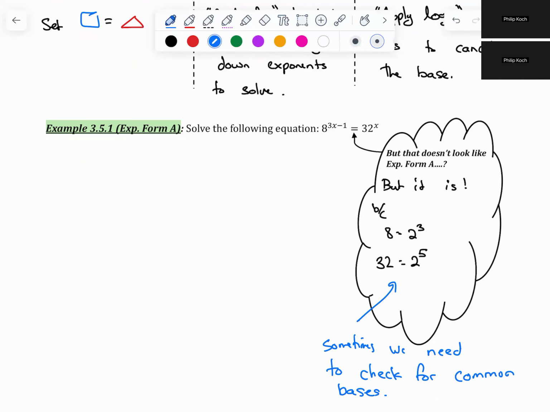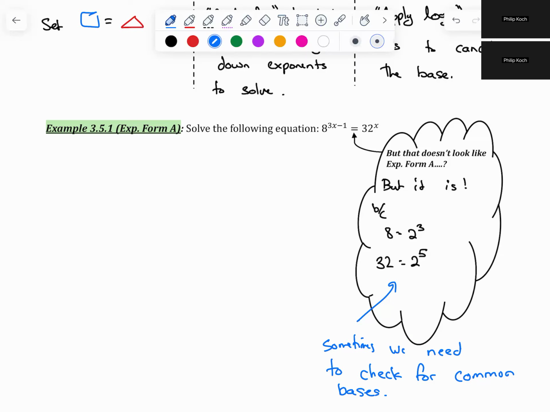Now, one thing I will say, by the way, is that Form B can solve everything. Form B can solve all of these problems by applying natural log to both sides. It's just sometimes that makes way more work than you need. It would have been so much faster to look at it from a Form A standpoint.